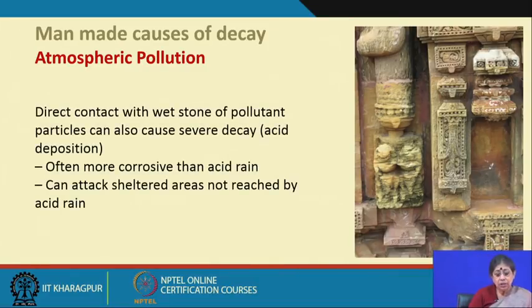Direct contact with waste stone or pollutant particles can cause severe decay, or the acid deposition is often more corrosive than the acid rain. And sometimes if two or three types of stones are used, they are differently affected by the rain, and they can also have a different impact on the subsequent layers of stone. So, one has to be very aware and investigate very clearly what the material is and what type of pollutant is acting.